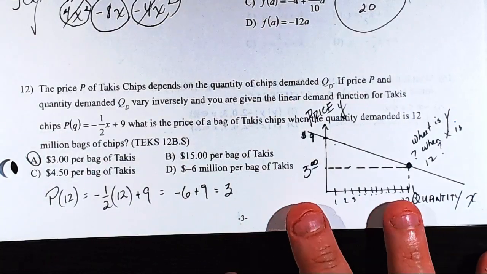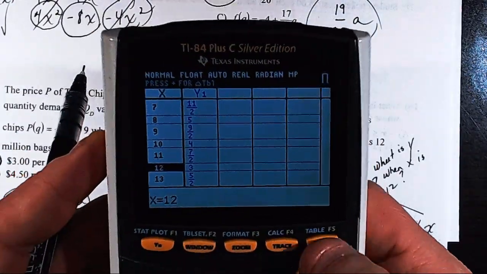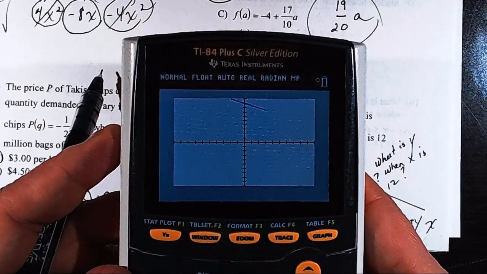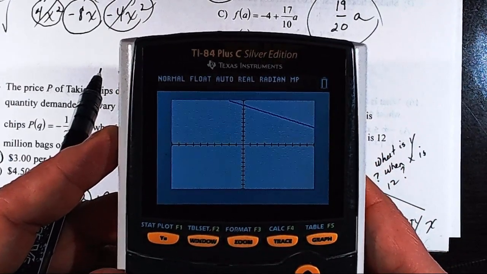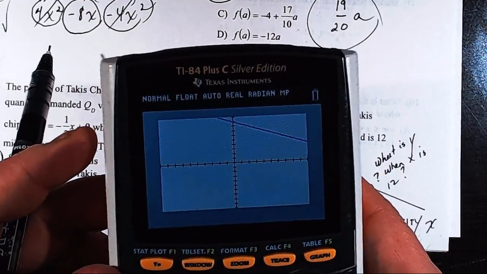So we're right, in other words. This is just a check. And that's what the graph looks like. If you want to see it graphed, you can see a downward sloping line. This is the demand line. And when you get to economics, you'll be studying this. Price and quantity vary inversely.